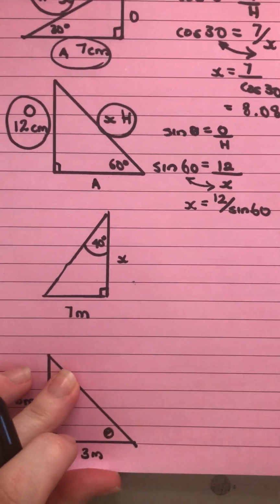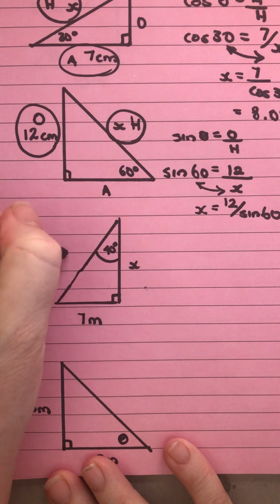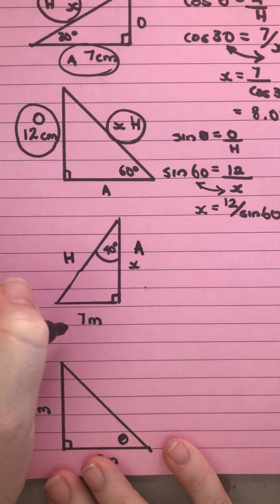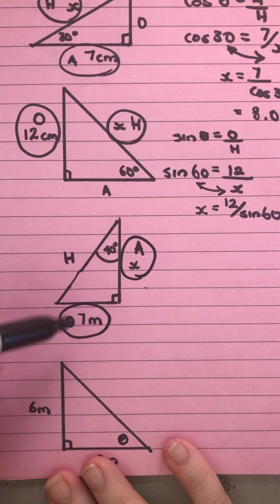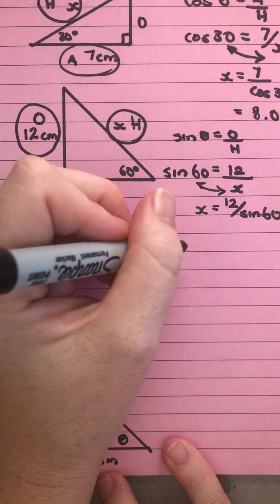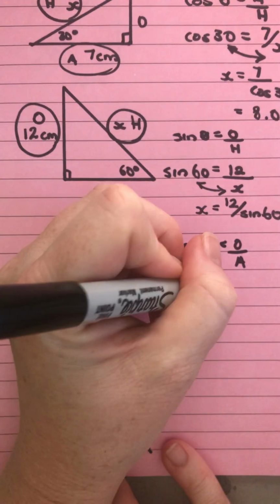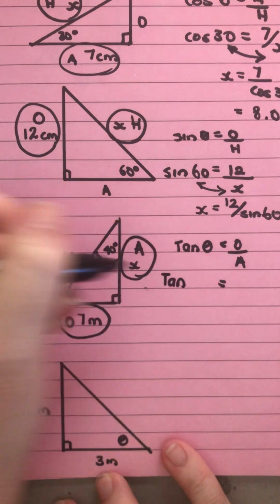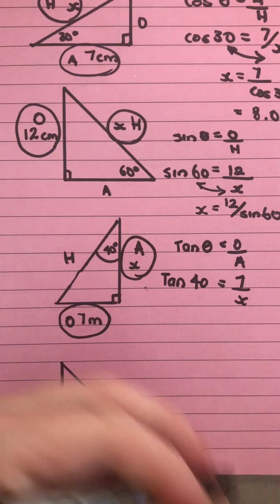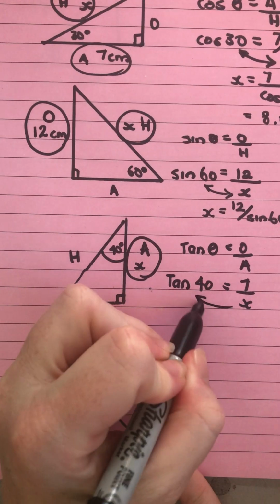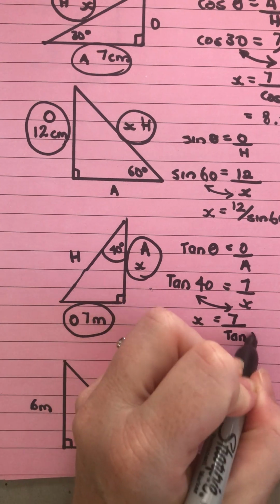Then our next one, we've got our labelling first. So we've got our hypotenuse, we've got our adjacent, we've got our opposite. So I'm going to circle what I know. I've got O and A, so it's going to be tan. So I'm going to write tan theta equals opposite over adjacent. So I've got tan of 40 is equal to 7 over x. And like I said, another example where the x was on the bottom, we make that switch sides. X is equal to 7 on tan 40.